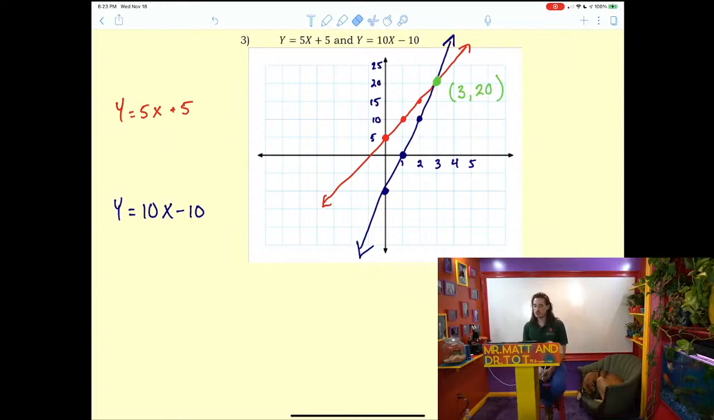Then with the second equation, y is equal to 10x minus 10, we have a y-intercept of negative 10, and then we have a slope of positive 10. So I'm starting at 0, negative 10, and then I'm going to go up 10 on the y every time I go right 1 on the x. So up 10, right 1 gives me 1, 0. Then up 10, right 1 again gives me 2, 10. Right 1, up 10 again gives me 3, 20. So notice that these two graphs overlap or intersect at the point 3, 20. So the solution to this system is x is equal to 3 and y is equal to 20.